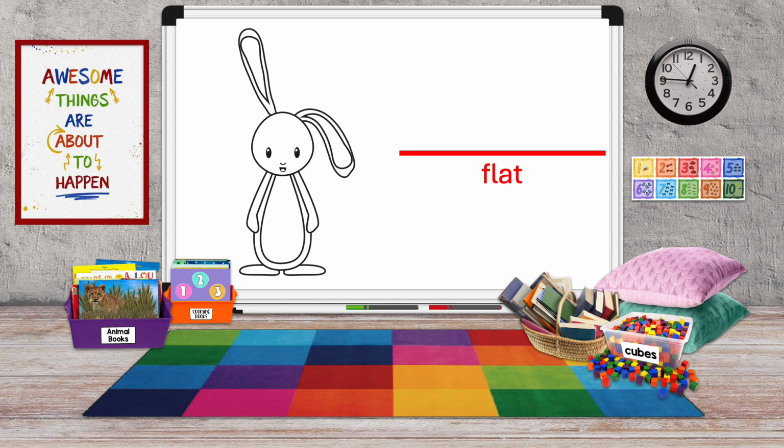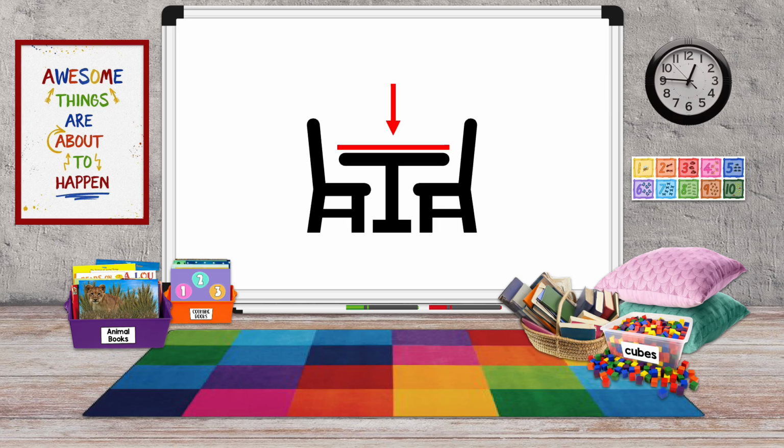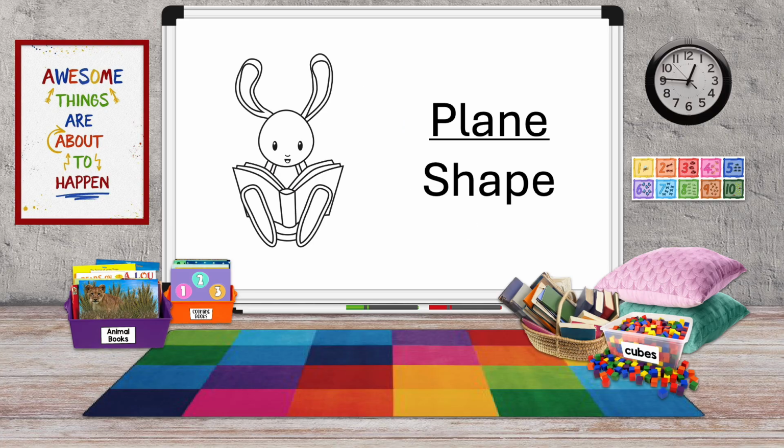Plane shapes are also bounded. That means they have boundaries or sides. These boundaries can be made of straight lines or curved lines. Plane shapes are also closed. They start and end at the same point, forming a complete figure. And they're found on a flat surface, which in geometry is called a plane. Hence the name plane shape.